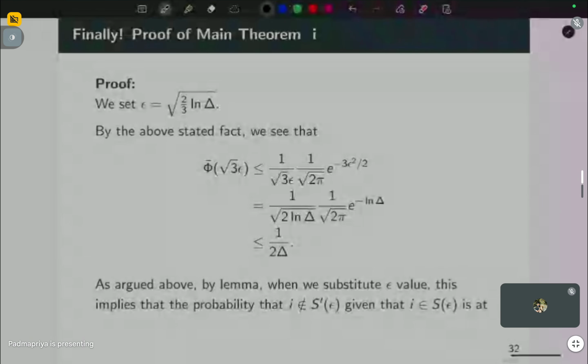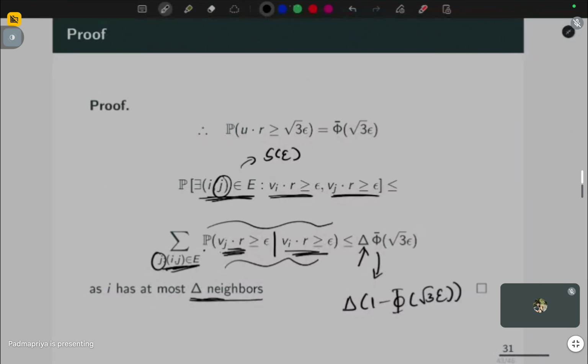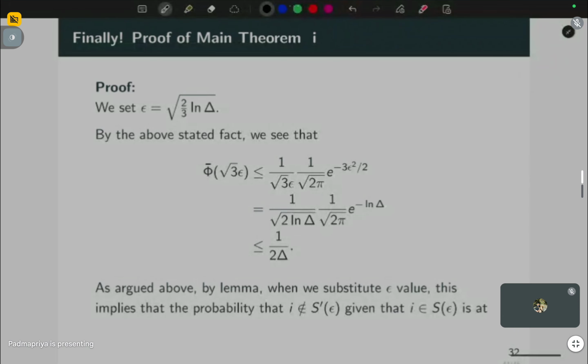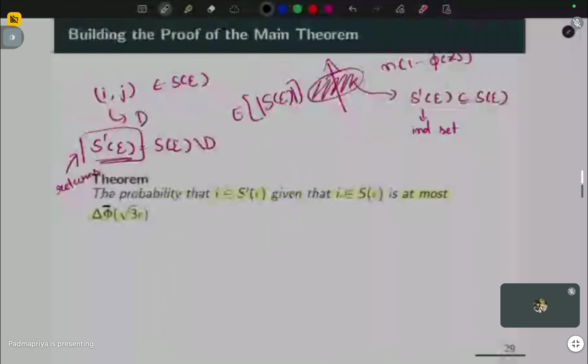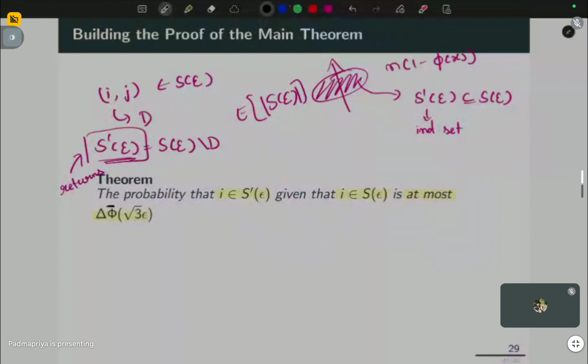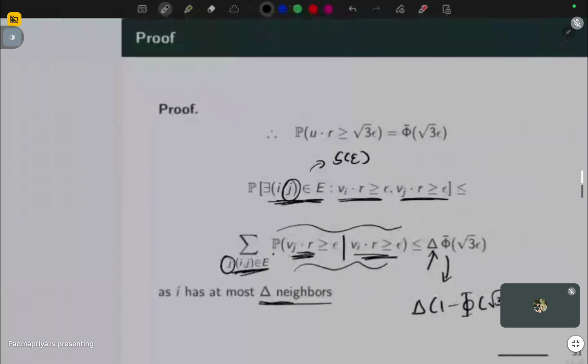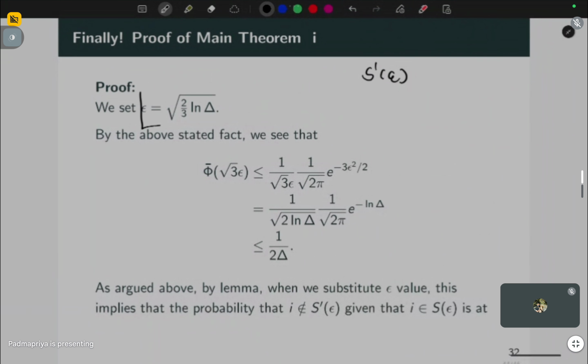Now we'll finally come to the proof of the main result. The result of how many vertices are retrieved by our S prime epsilon. So all I know is that the probability that this belongs to this, given this belongs to this, is at most this. That's all I know. Now comes the reason for setting this epsilon with this latitude value.